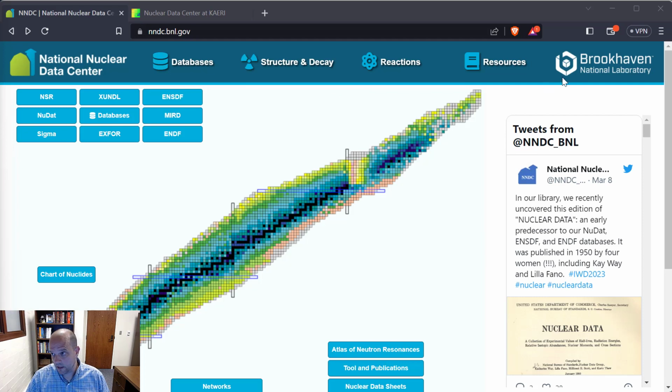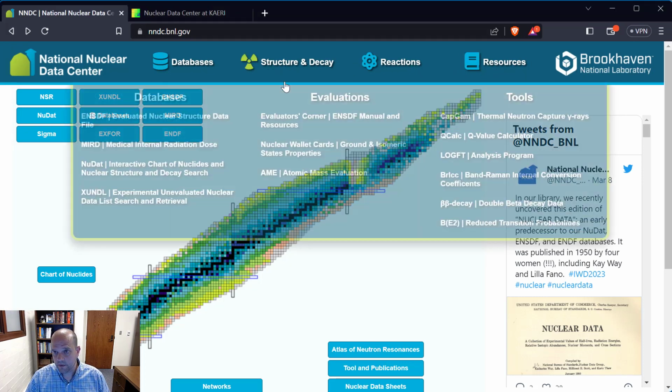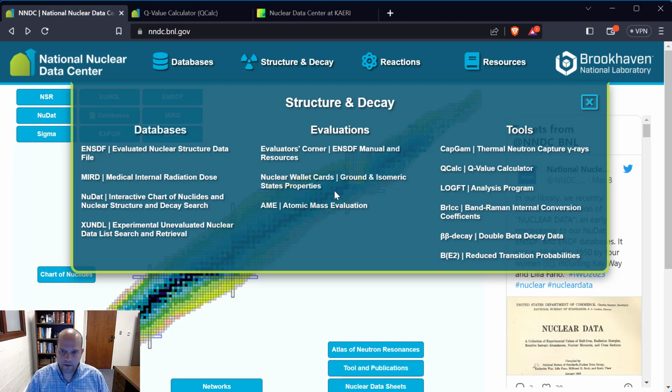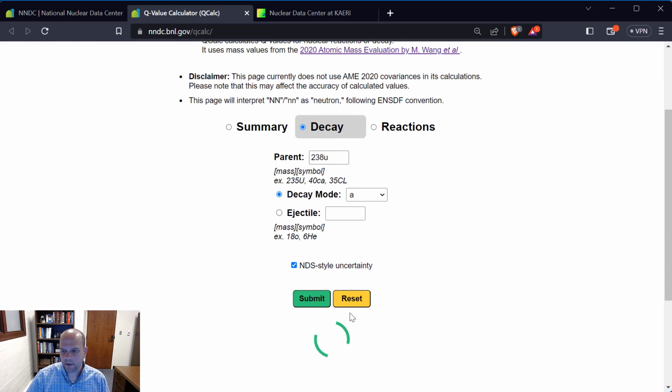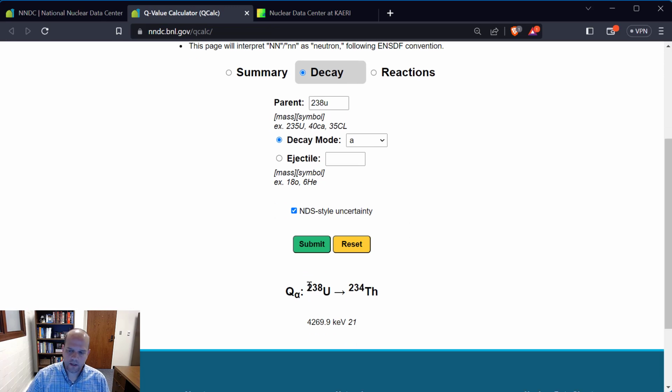So this is the Brookhaven National Lab. We showed this before, but if we look at the Q value calculator here, I want to use a decay, and my parent here is going to be uranium-238. The decay mode is going to be alpha, and then I hit submit. Just like we discussed, we're going from U-238 down to thorium-234. This is an alpha decay, and this gives me my Q value for that reaction, which is 4269.9 keV or 4.27 MeV, which is what we had calculated.